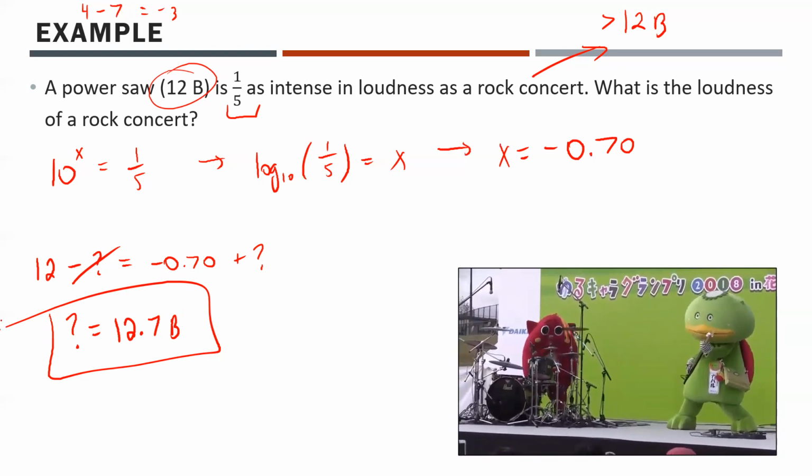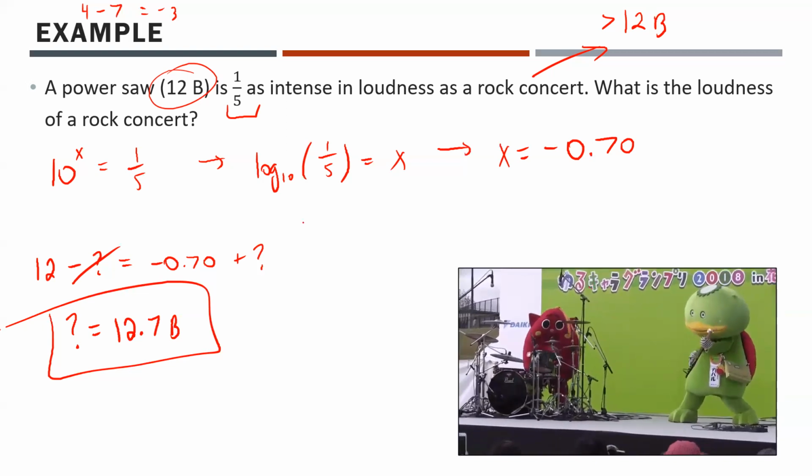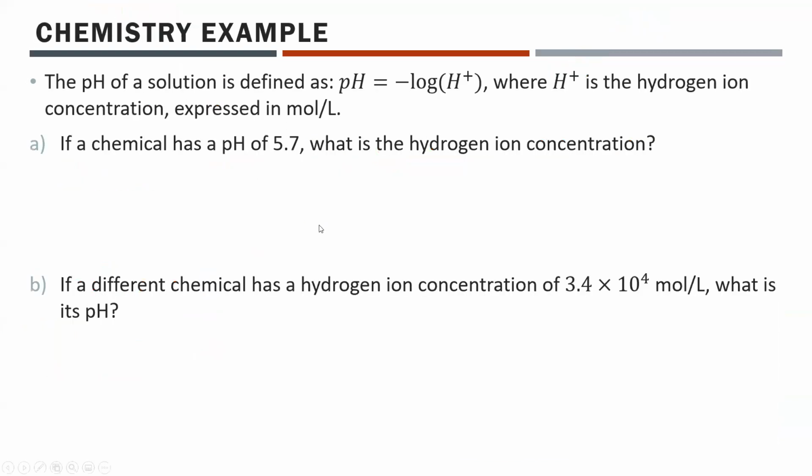Anyway, moving on. I think we're almost done. All right, so here's a chemistry example. The pH of a solution is defined as pH equals -log H positive. It's pretty weird. What we're doing here is comparing the pH to its actual component, the thing that actually makes a pH, right? So H positive is the hydrogen ion concentration expressed in moles per liter.